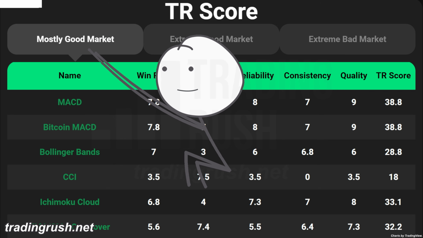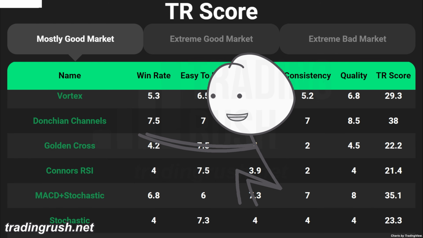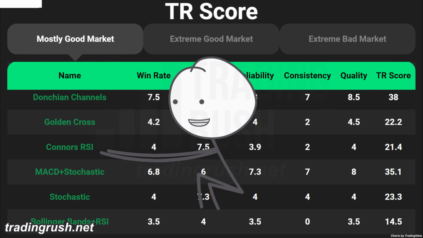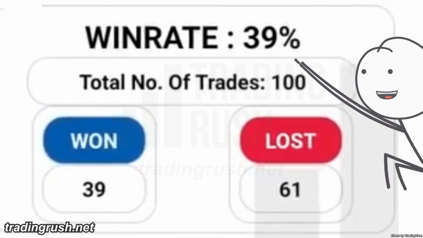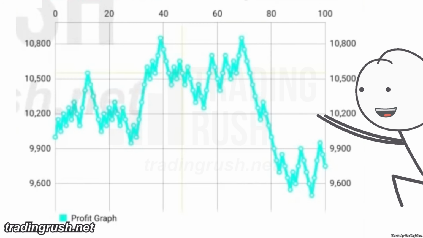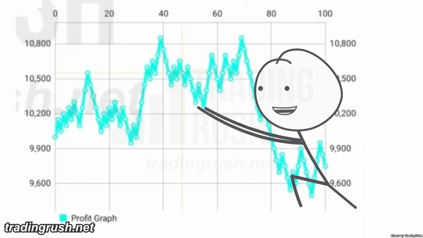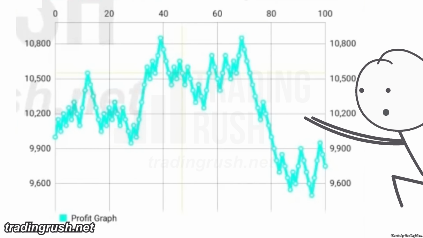But the thing is, I have tested this Faster RSI strategy before in a mostly trending market. There, it had a 39% win rate with a 1.5 to 1 reward to risk ratio. The break-even win rate with that ratio is 40%. So, this 39% win rate was around the break-even point, and the profit graph was moving sideways for the most part.